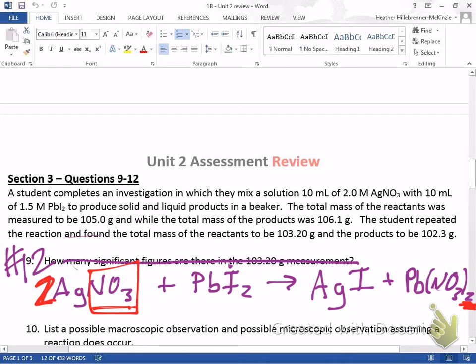Yeah, NO3 parentheses 2 at the end. So there's 2 NO3 groups there. So then over here, if you look, how many I's do I have right there? 2. So what do I need to do? I've got to put a 2 right here because how many I's do I have? 2. Only 1. So now the equation is balanced, law of conservation of mass exists now. We are A-okay.